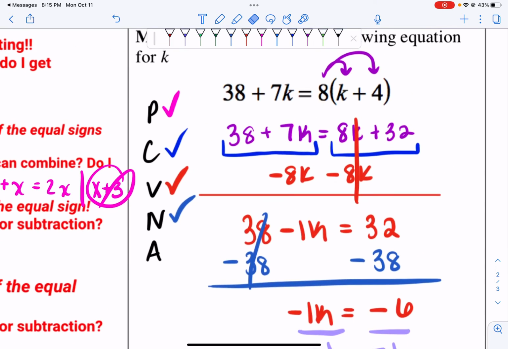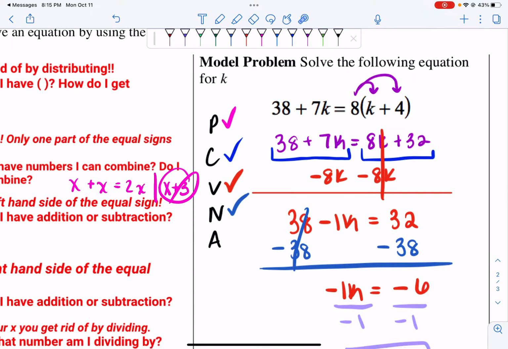So if we look right here, we have a model problem that says solve the following equation for k. And if we look, we have 38 plus 7k equals 8 times k plus 4. We have to ask ourselves if we have parentheses, and we do. So to get rid of these parentheses, we distributed our 8 to our k and our 8 to our 4 to get 8k plus 32. We then combined our like terms, can't combine a 38 and a 7k, can't combine an 8k and a 32, so we skipped that step. But we still got to check it off, because it's basically telling us, don't skip that step, mister.